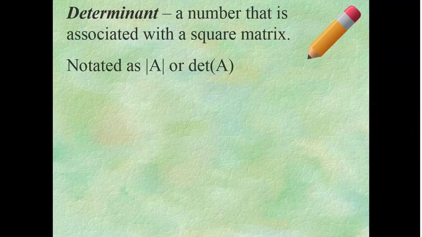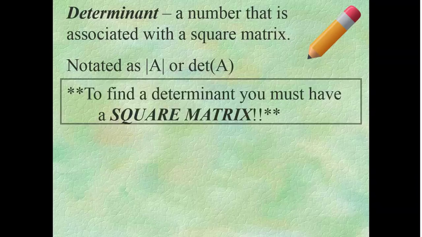It's noted either with the absolute value bars, |A|, or det(A). But remember, to find a determinant, you must have a square matrix. Why are we looking for determinants? Well, this comes further as we start finding inverses. We need to be able to find the determinant of a matrix.